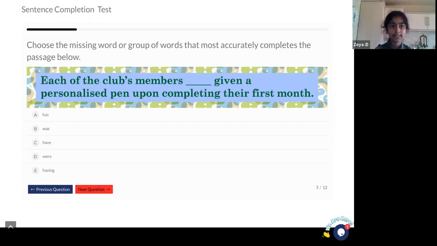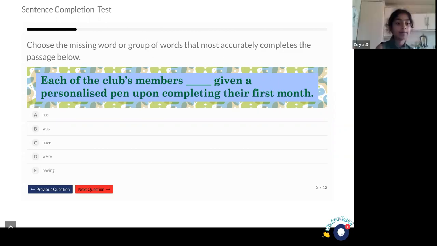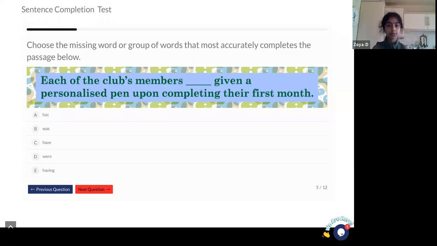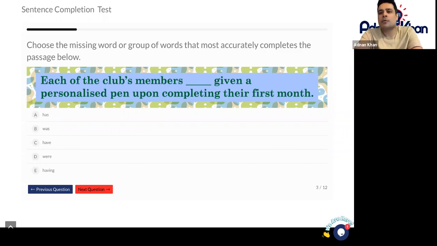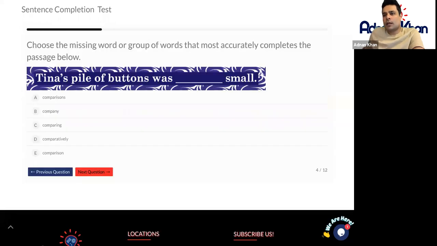Hi, Zoya. So I think it was... You want to just read the sentence fully with the answer in, and let's see if it works. Each of the club members was given a personalized pen upon completing their first month. Good. So each of the club's members was given a personalized pen upon completing their first month. I will go with that as well. So well done. Thank you. And let's go on to the next one now.